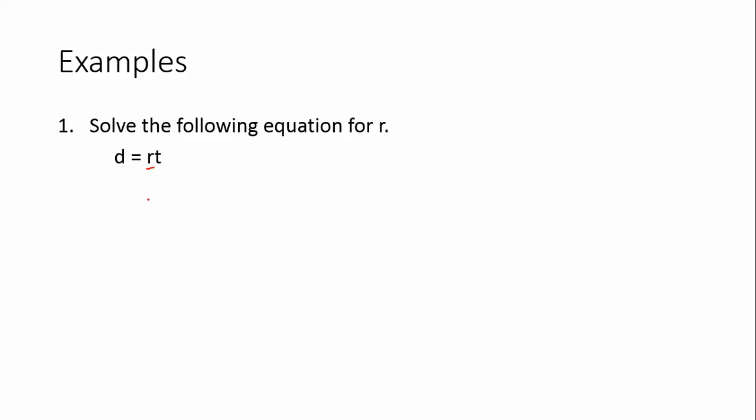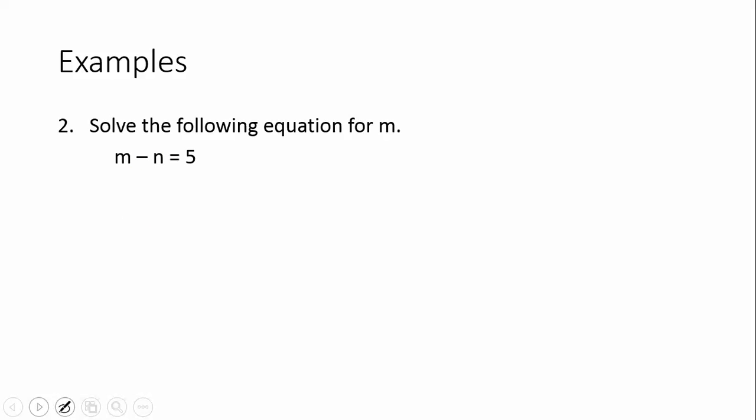So here's r. What we need to figure out is what's happening to the r, because we need to get it by itself. This one's fairly simple because the r is simply being multiplied by t. So we want to do the inverse operation of multiplication, which is division. We want to divide both sides by t. What happens then on the right-hand side is the t's cancel, and we're just left with r. And on the other side, we have d divided by t. So we solved the equation for r by isolating it. r equals d over t.